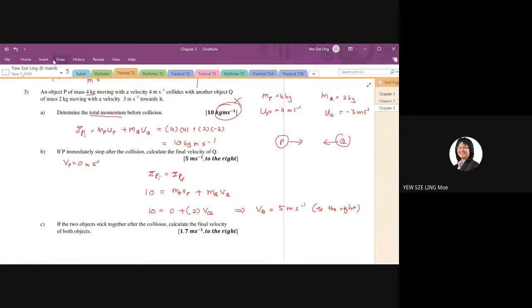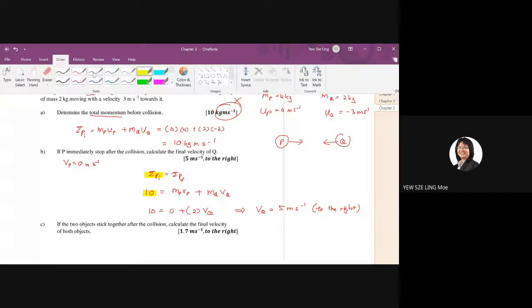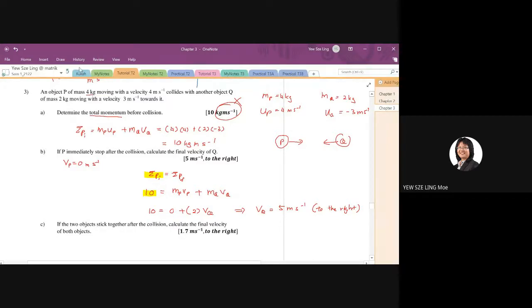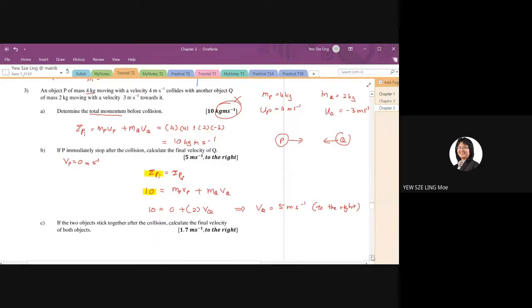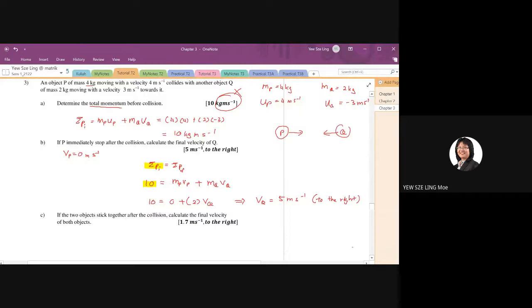So the questions here actually show you a shortcut. Since you calculated the total initial momentum before collisions in question A, straight away you can apply it in question B. But of course, if you want to calculate it again, go ahead. No problem, because sometimes students are afraid, and if they do it this way they feel confused. If you are very confused, then you can continue with MP UP plus MQ UQ equals MP VP plus MQ VQ. Then you repeat the calculations again. It doesn't mean that you're wrong, that's still correct. I'm just showing you a little shortcut to save time.